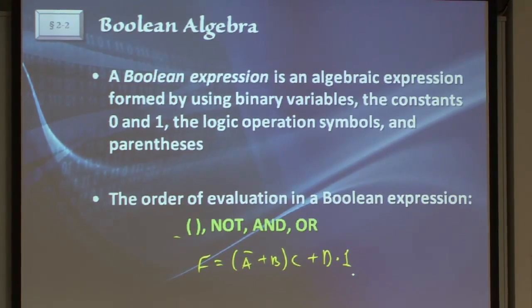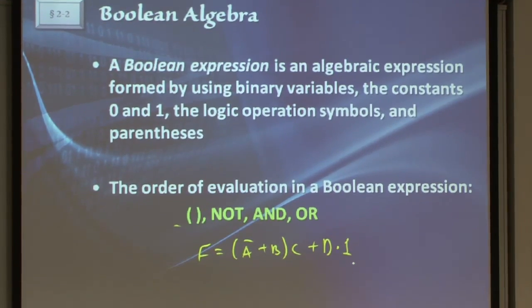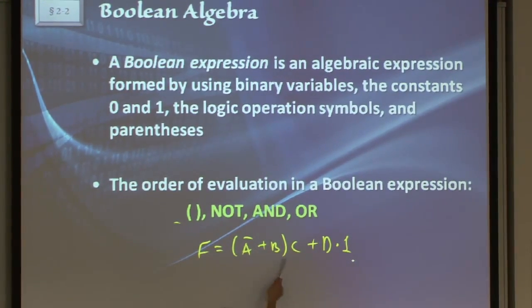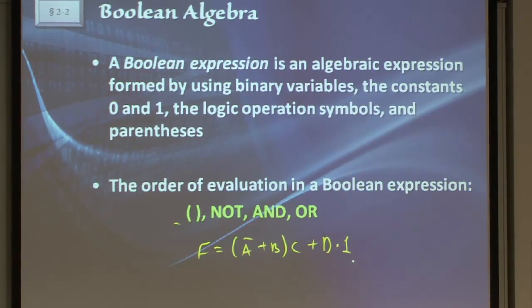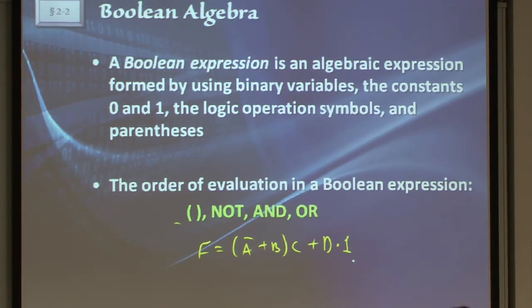This is a perfectly good Boolean expression. The order of operation that we'll go about doing this, first of all, the parenthesis. So we will evaluate not A plus B for any combination of A, B, C, and D. Then the result from here will be ANDed with C.